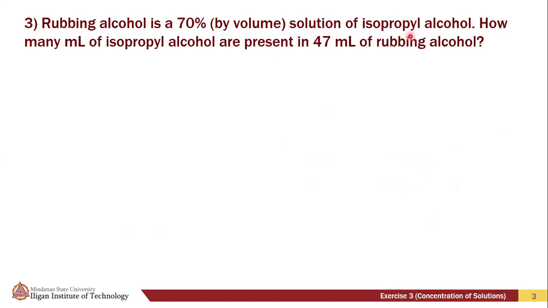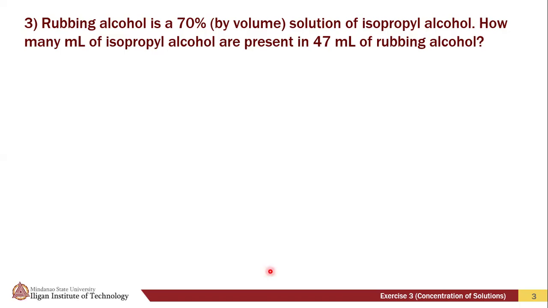Moving forward to number 3. So problem 3 goes like this. Rubbing alcohol is a 70% by volume solution of isopropyl alcohol. How much ml of isopropyl alcohol are present in 47 ml of rubbing alcohol? In this particular problem, our solution is the rubbing alcohol and our solvent is the water. Our solute is the isopropyl alcohol.